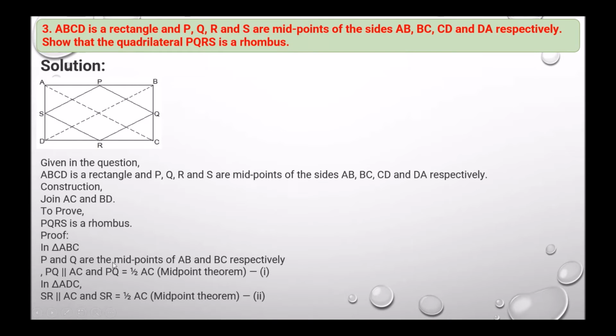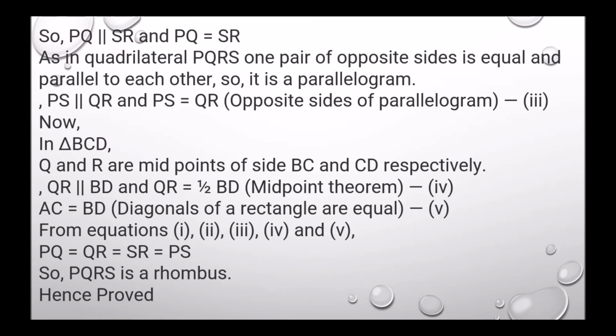To prove PQRS is a rhombus, first take triangle ABC, where P and Q are the midpoints of AB and BC respectively. PQ is parallel to AC and PQ is half of AC by the midpoint theorem. This is our first result. In triangle ADC, SR is parallel to AC and SR is half of AC by the midpoint theorem. This is our second result. So PQ is parallel to SR and PQ equals SR. As in quadrilateral PQRS one pair of opposite sides is equal and parallel, it is a parallelogram.